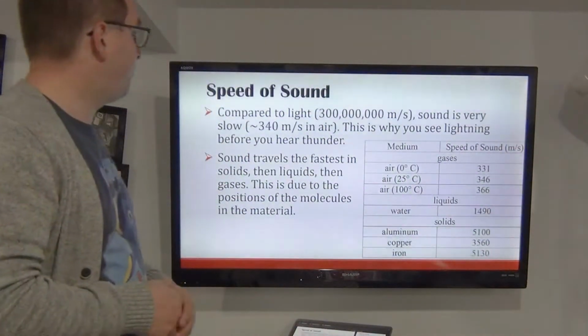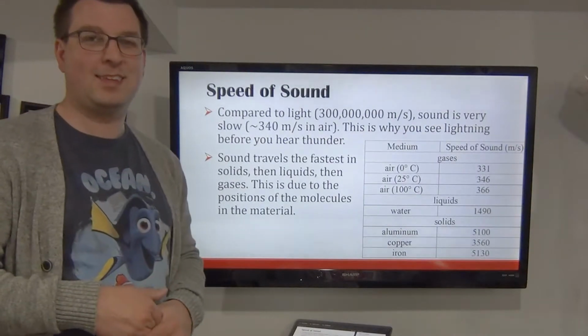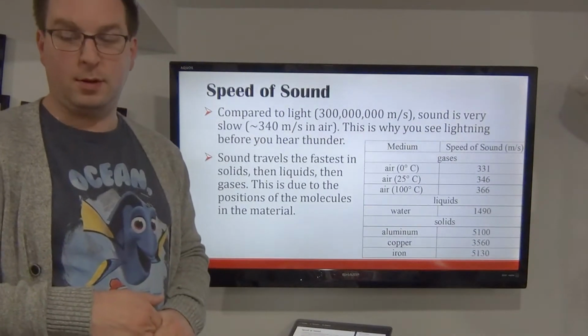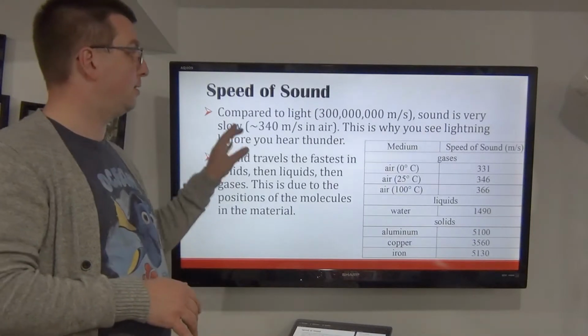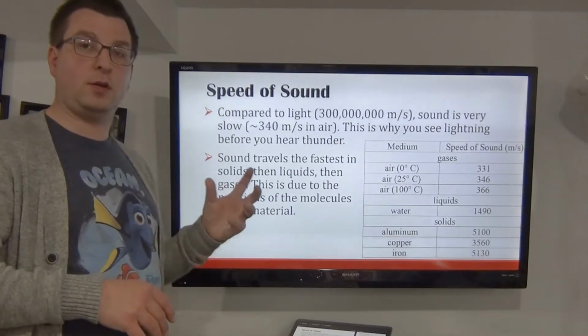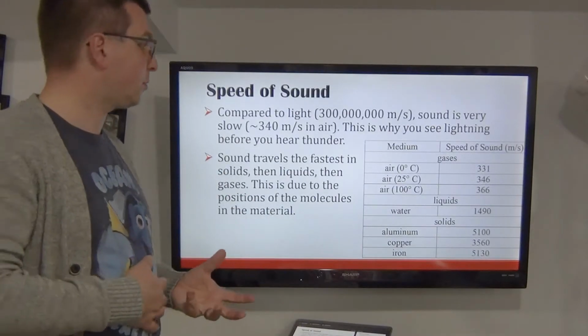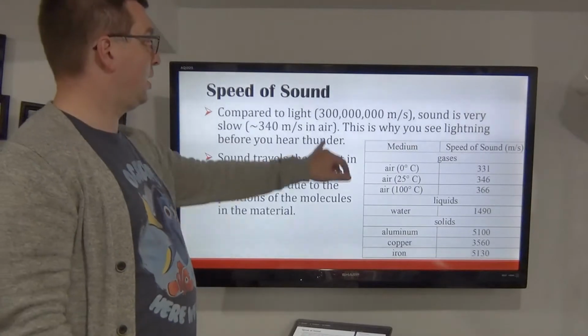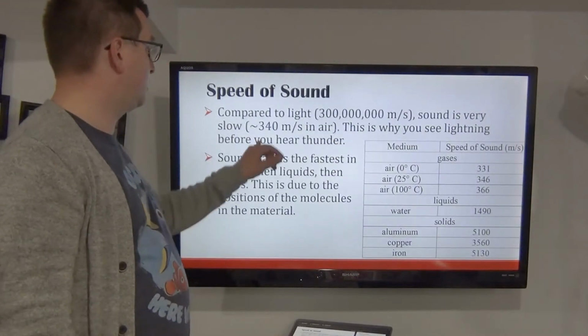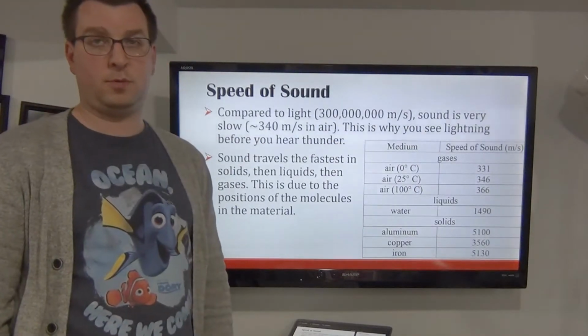Now, how fast does sound travel? Sound is slow. Sound actually travels at about 340 meters per second in air, and I say about because of temperature. Light is about a million times faster. Light is 300 million meters per second, sound is 340 meters per second.